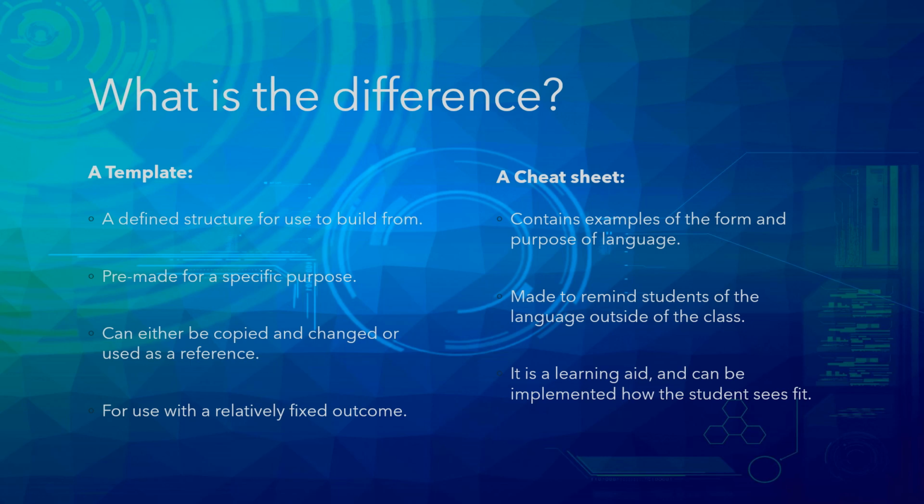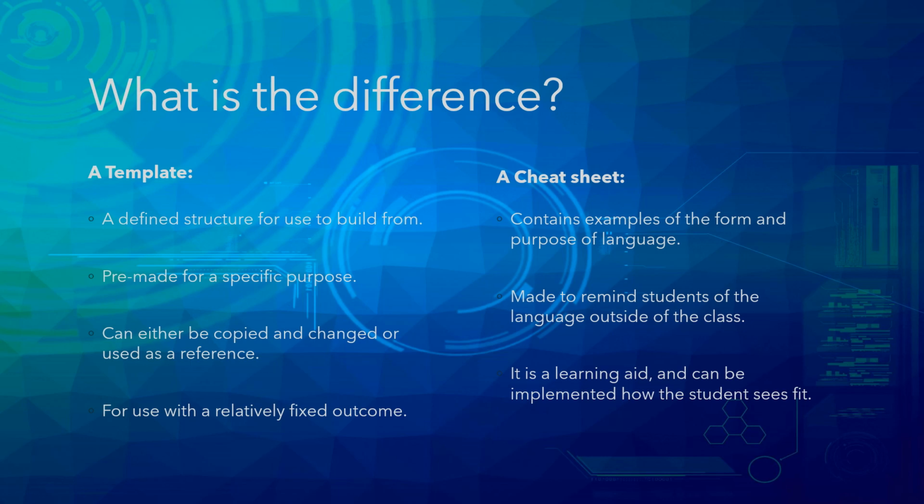So what's the difference between a template and a cheat sheet? The main one is that a template traditionally has a defined structure for use, which you can then build on or build from. This would be for correspondence, it's literally just the format of a letter, how you have the address in the top right hand corner, the introduction phrase, the structure of how you might break down the information presented in it.